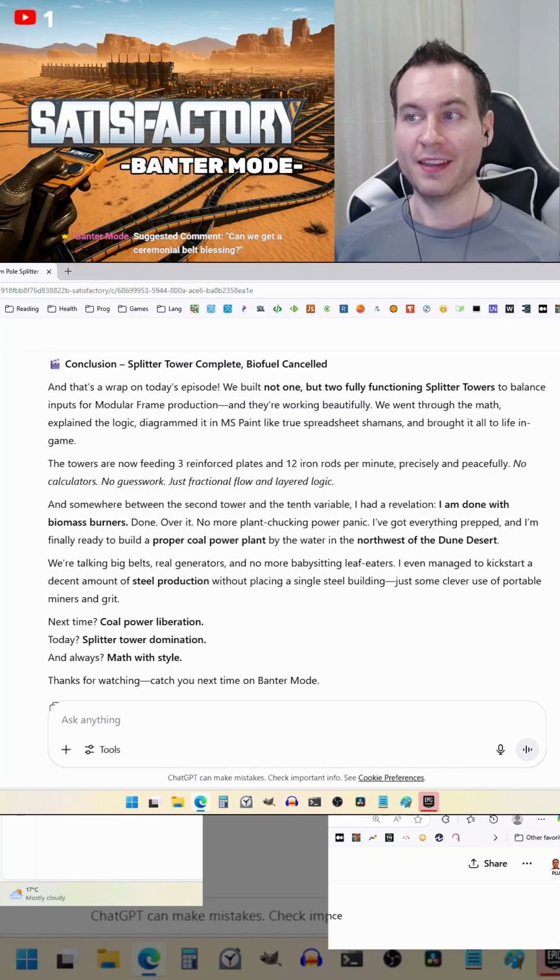And somewhere between the second tower and the 10th variable, I had a revelation. I am done with biomass burners. Done. Over with. No more plant chucking power panic. I've got everything prepped, and I'm finally ready to build a proper coal power plant by the water in the northwest of the Dune Desert. We're taking big belts, real generators, and no more babysitting leaf eaters. I even managed to kickstart a decent amount of steel production without placing a single steel building, just some clever use of portable miners and grit.